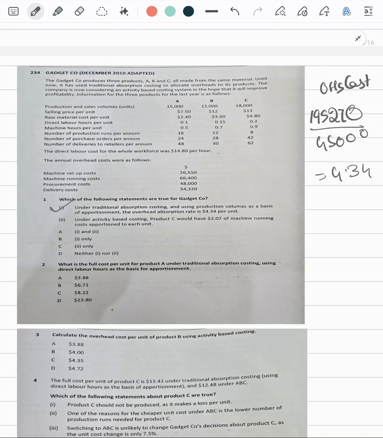So it can be confusing, wherein lots of students can take production runs as the basis of calculating the absorption overhead rate for the machine running cost, but this is not correct. The machine running cost over here is 66,400, and this should be divided by the number of machine hours. So how many machine hours can we calculate?